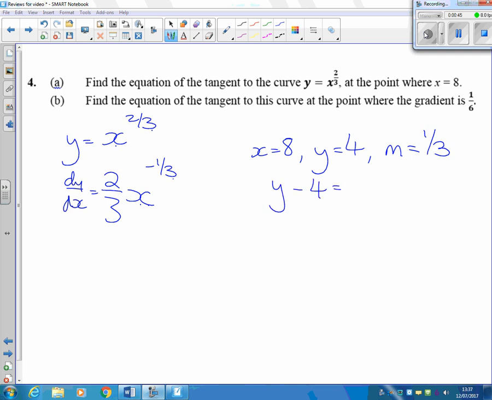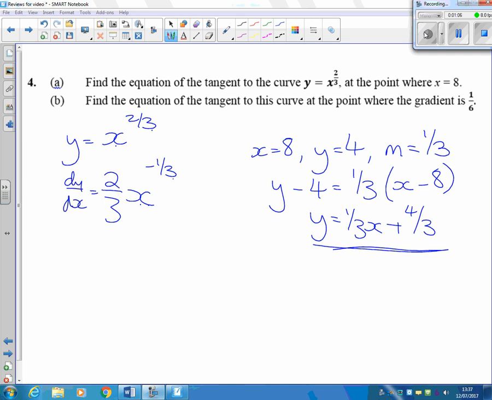Y take away the y number equals gradient times x take away the x number. And another line there, maybe tidying that up. I've got 1/3 of x here, minus 8/3, add the 4. That's going to give me, what's that going to give me? It's 4/3, isn't it? Just another 4/3 there. So there is my first tangent. It is a tangent. Yes, always check if it's a tangent or a normal.